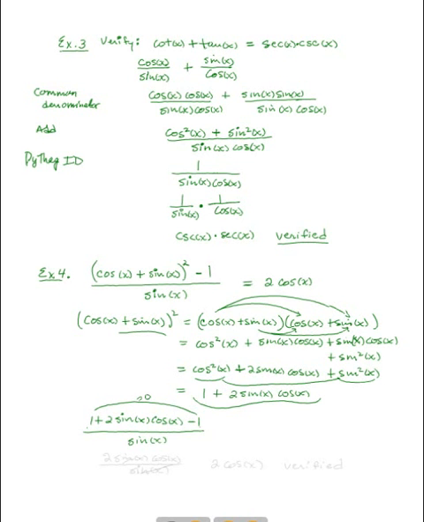And so in the numerator, we just have 2 sine of x cosine of x. And then in the denominator, we have sine of x. Now, notice there's a factor of sine of x common to the top and bottom, so we can divide it out or cancel, and that would give us just 2 cosine of x, and that's the right hand side. And so this one has been verified.